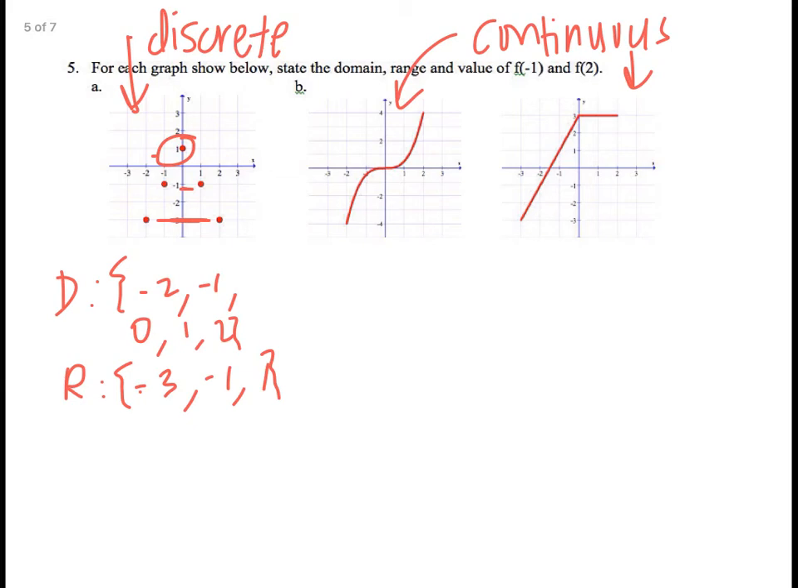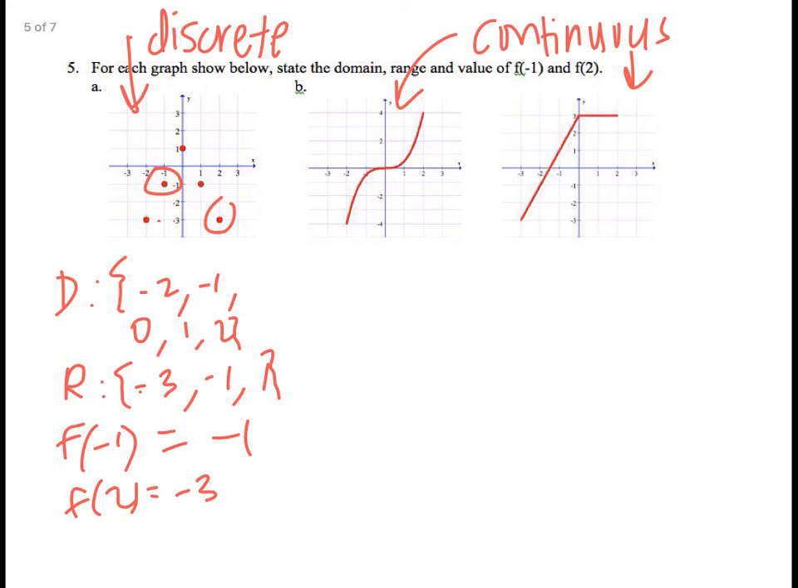Okay, and then it says f of -1. You got to find it. So remember that's saying if our input is -1, what is our output? So f of -1, I'm going to go to -1 on my x-axis. That's this point. My y value is -1, or my output. F of 2, I'm going to go to 2, go down, that's this point, and my y value is -3.